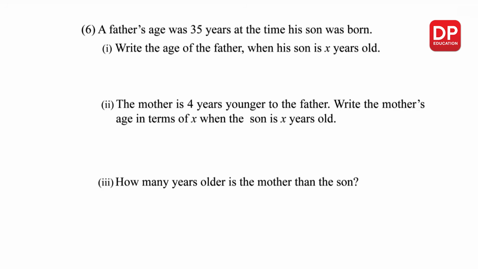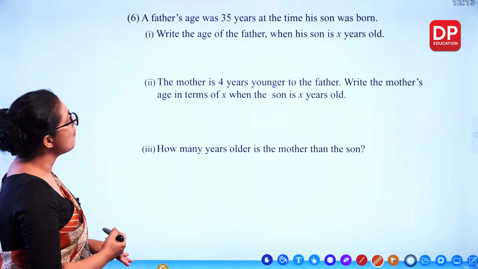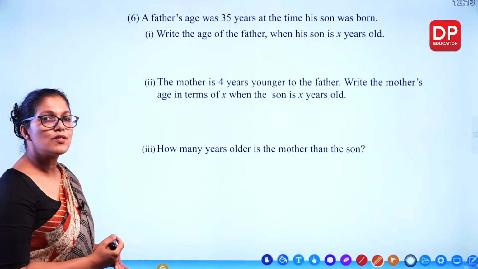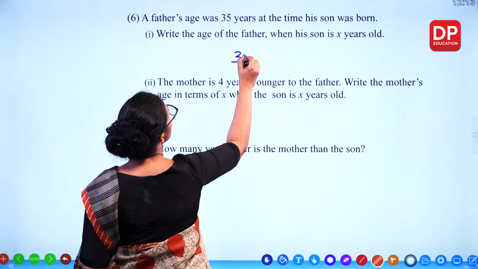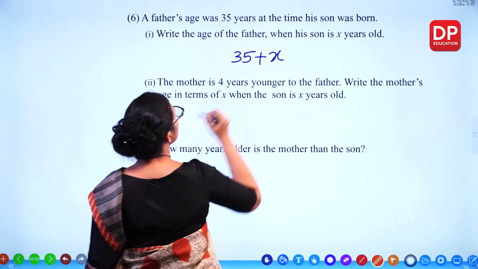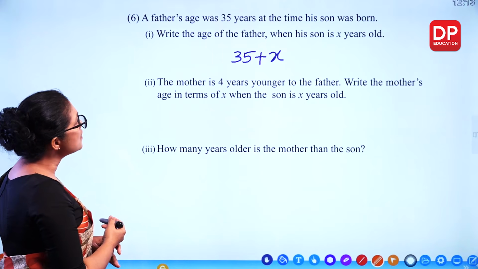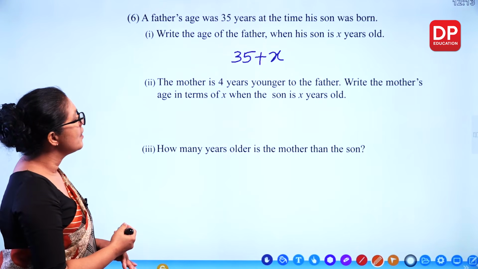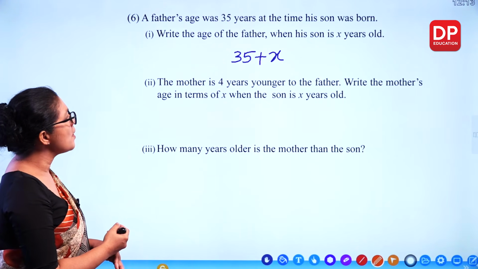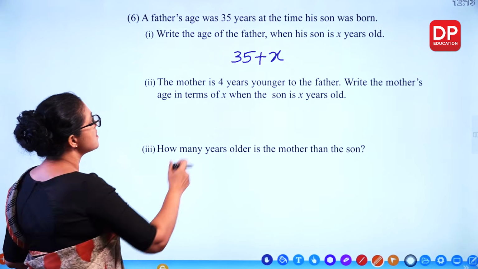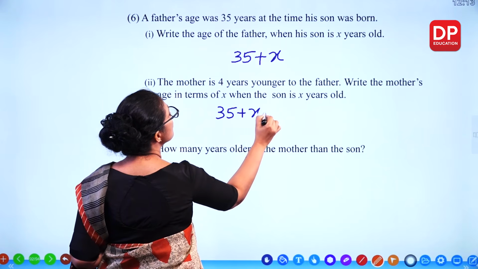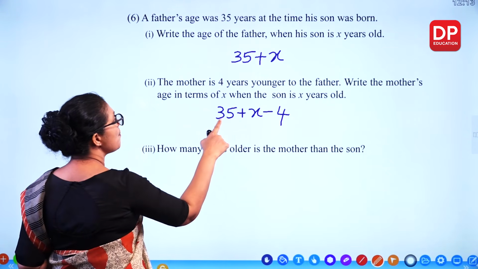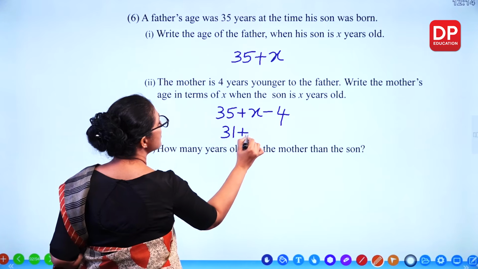A father's age was 35 years at the time his son was born. Write the age of the father when his son is x years old. So that means father's age is 35 plus x. The mother is 4 years younger to father. Write the mother's age in terms of x when the son is x years old. Father's age is this. So 4 years younger to the father. So subtract 4. So 35 minus 4, 31 plus x.